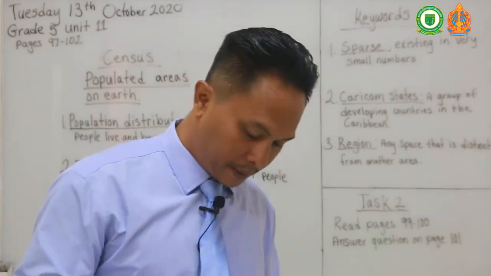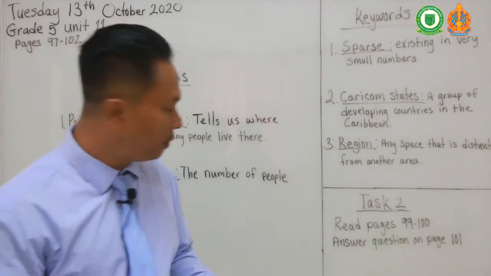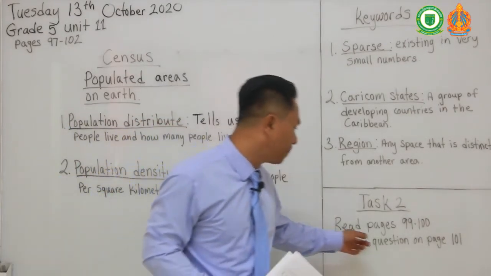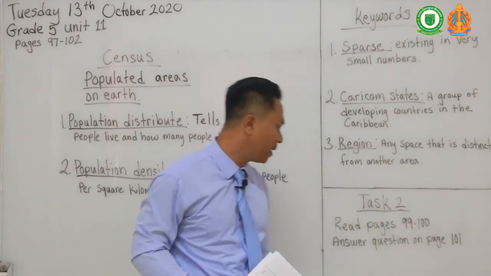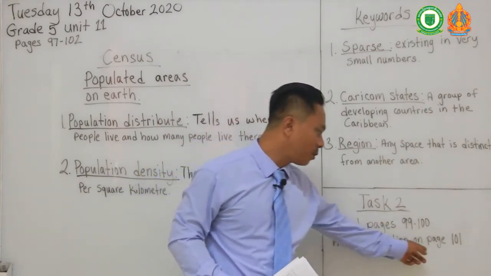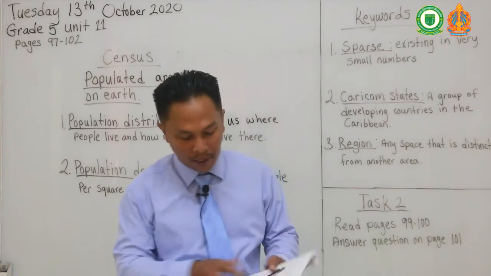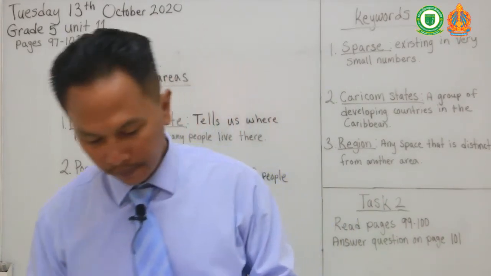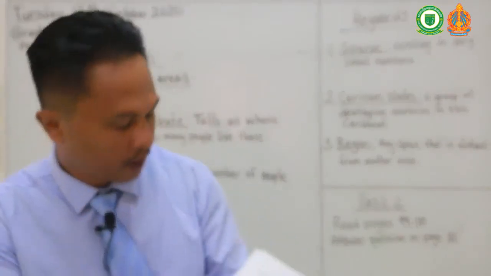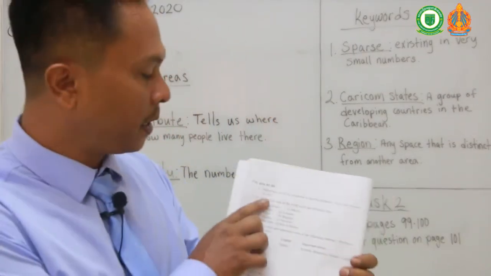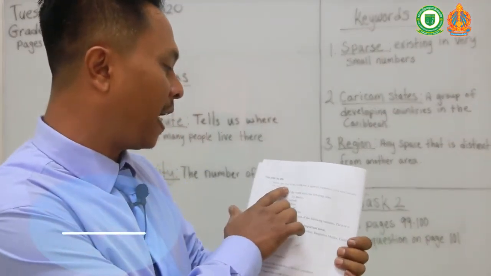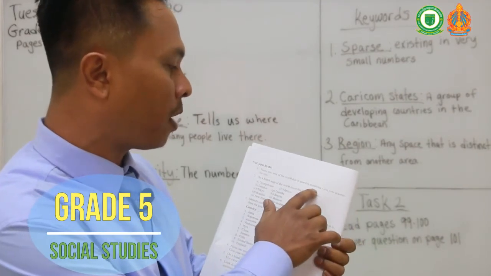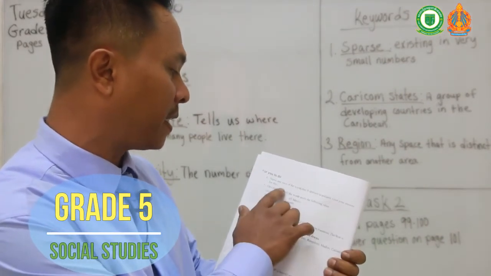Okay, and then moving along to task 2. For task 2, I want you to read pages 99 to 100. And then I want you to answer the questions on page 101. And for the questions on 101, okay, number 1, it says name an area of the world that is sparsely populated and give a reason.